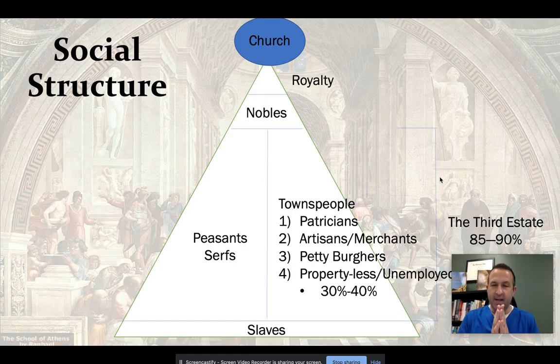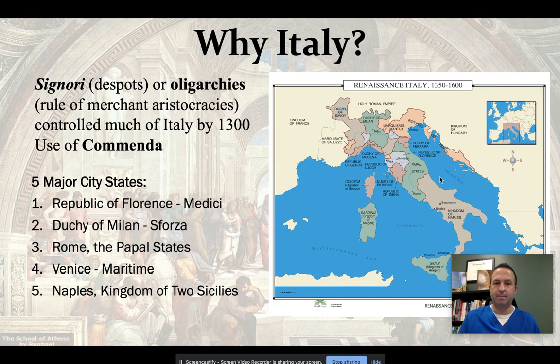And so the first thing we start seeing, remember, this is an Italian phenomenon at first. It's going to spread elsewhere, but it starts in Italy. So we're going to focus on Italy for a while here. We start seeing Italian city-states begin to develop international trade, and we see the rise of these 5 major areas.